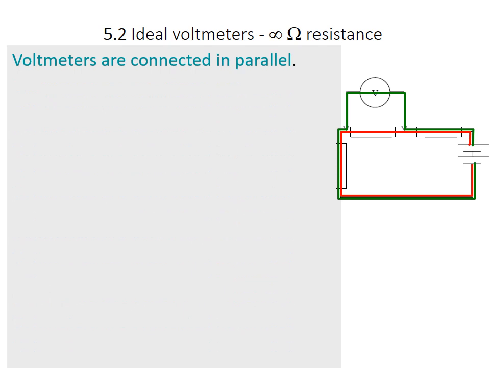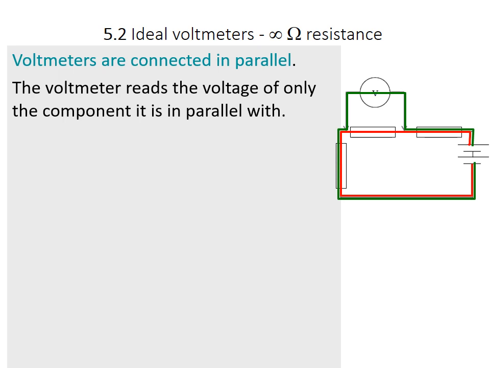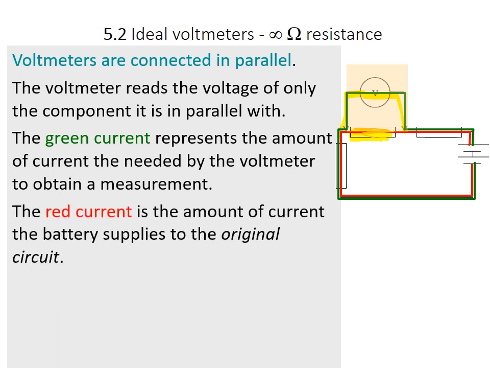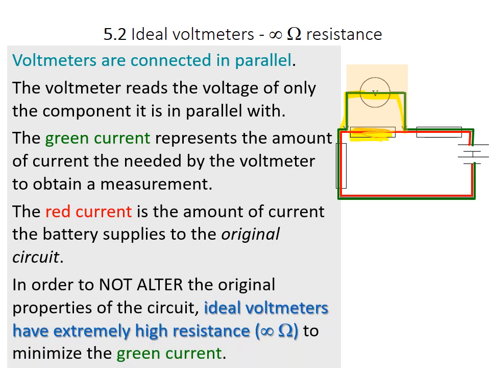Ideal voltmeters have infinite resistance. Voltmeters are connected in parallel, and they are set up to read the voltage only of the component they're parallel with. So check this circuit. If I want the voltage across this resistor right here, I set up my voltmeter in parallel with this particular resistor. This green current represents the amount of current needed by the voltmeter to obtain a measurement.